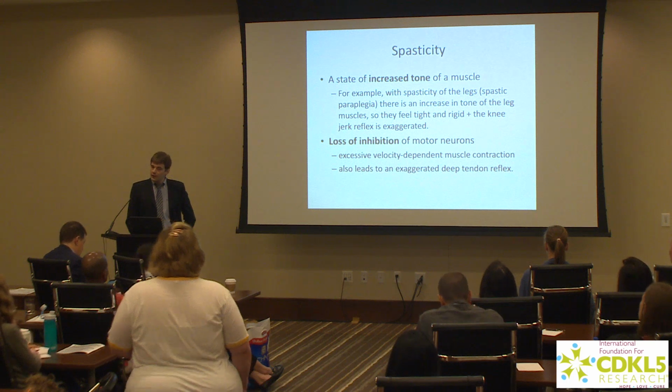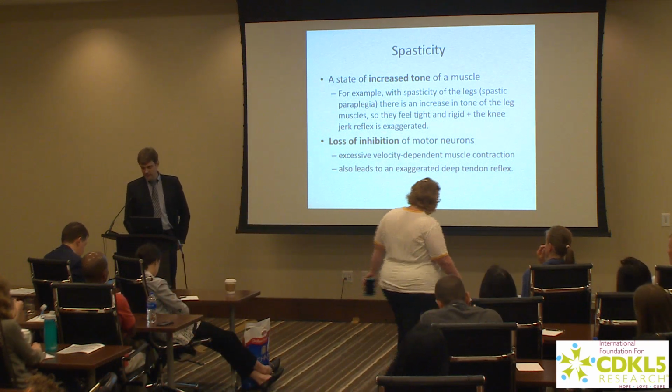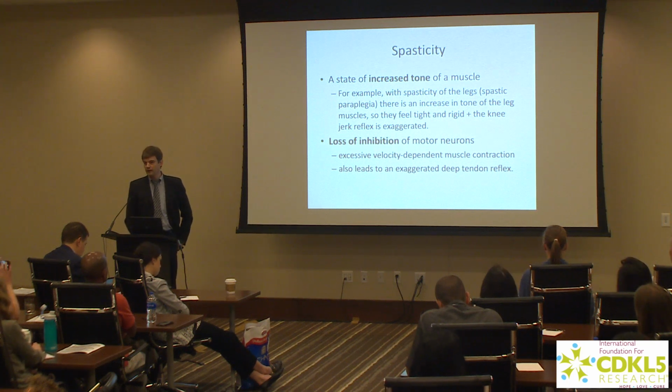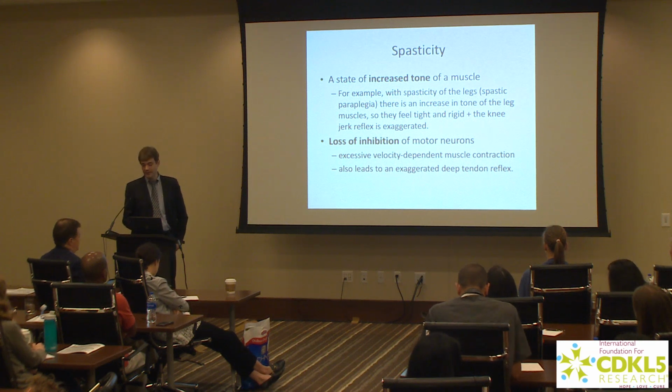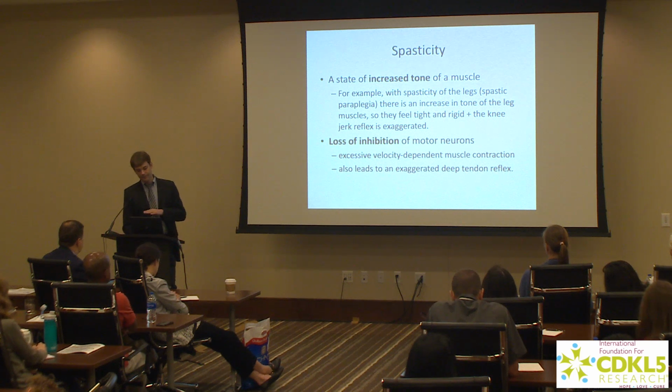So which other movement disorders do we have? I talked about spasticity, which is really not so much a movement disorder at all, but it sometimes can mimic dystonia. It's a state of increased tone of a muscle that is persistent, and it comes about via loss of inhibition of the motor neurons and is really a stable state.